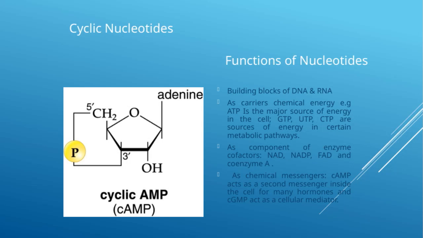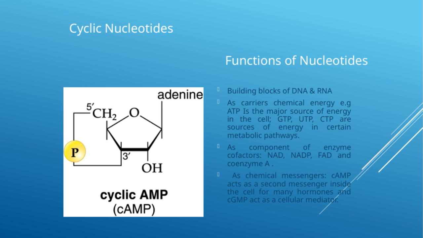Let's take a closer look at cyclic nucleotides. These molecules are fundamental building blocks of DNA and RNA, serving as the genetic material in all living organisms. They are also crucial as carriers of chemical energy. For example, ATP is the major energy source used throughout the cell for various processes. Other nucleotides like GTP, UTP, and CTP also supply energy during specific metabolic pathways, helping to drive reactions forward.